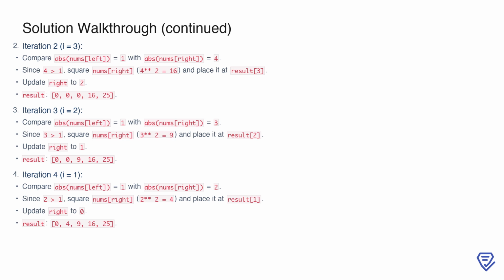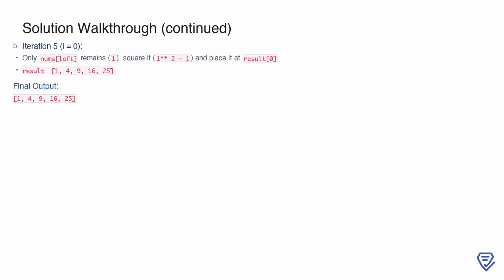Finally, in the fifth iteration, only the number 1 remains at the left pointer. We square it to get 1 and place it in the last remaining position in the result array. The final sorted squares for this example are 1, 4, 9, 16, 25. With all iterations complete, the final output for the third example is 1, 4, 9, 16, 25.